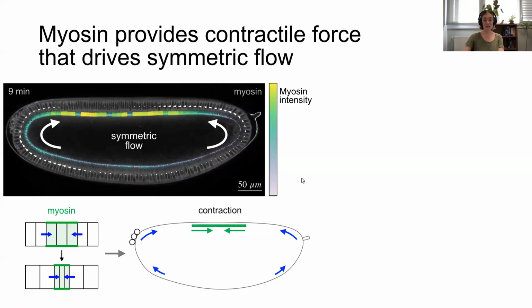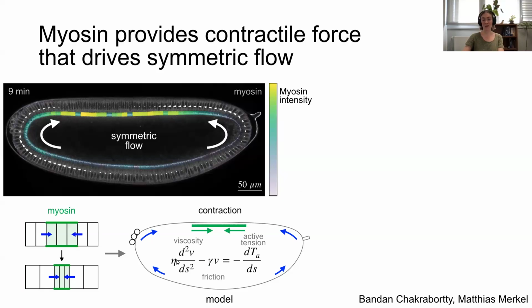So intuitively, this makes sense, but we can also write down a simple 1D continuum model where we take into account the active tension of the different cells that varies in space. This active tension is just that cortical tension I was talking about earlier. There's also some viscosity of the tissue, and there's some friction, which is just any interaction between the tissue and the surroundings. And I should say that this model and all of the modeling and simulation that I'll show in this talk was done by Badman Chakraborty and Matthias Merkel, my collaborators for this project.